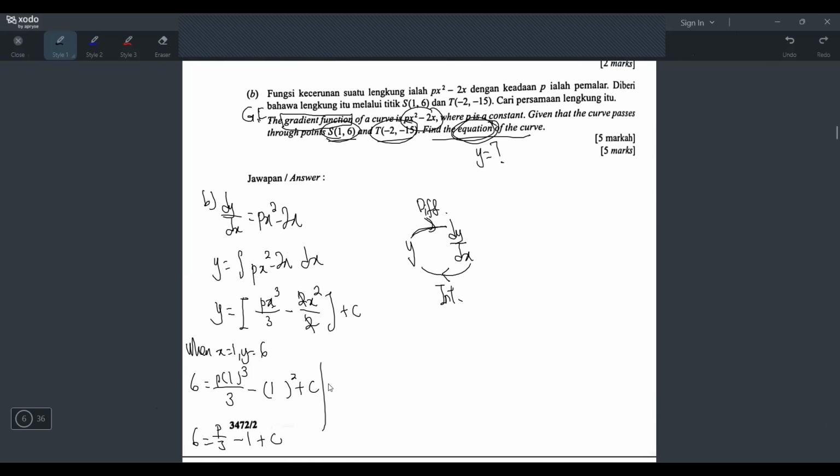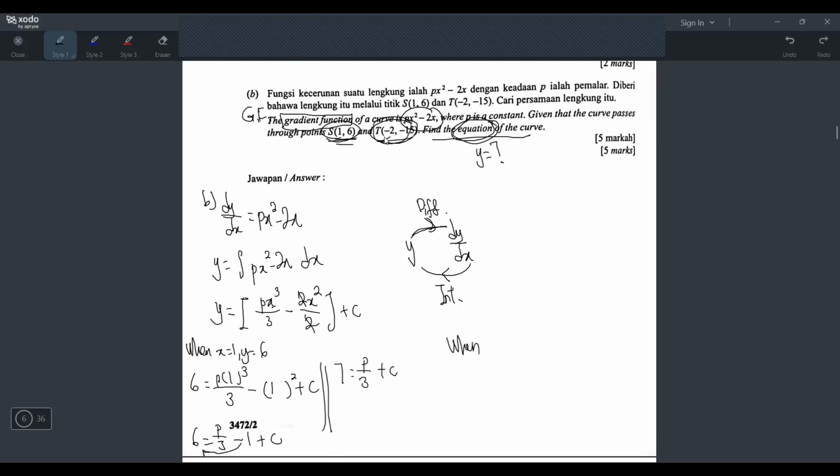But you can simplify lagi, because this one, 6 dengan 1 boleh buat. So minus 1 hantar jadi plus 1. So jadi 7 equals P over 3 plus C. Okay. But we have to sub lagi satu lagi point, right? Which is the point T.